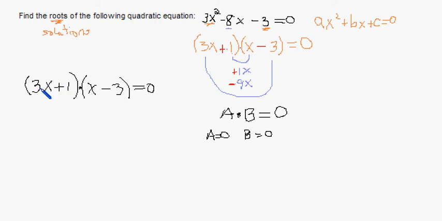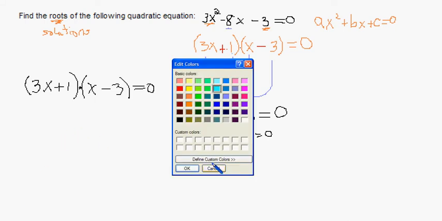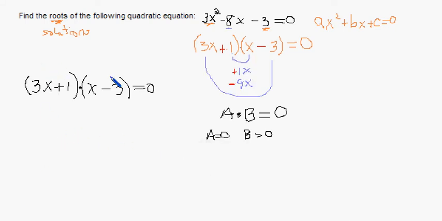We know that the product of this parentheses, call it parentheses A, and this other parentheses, call it parentheses B, the product of those two is equal to 0. So that tells us that either A is 0 or B is 0. In other words, either this parentheses is 0 or the other parentheses is 0.